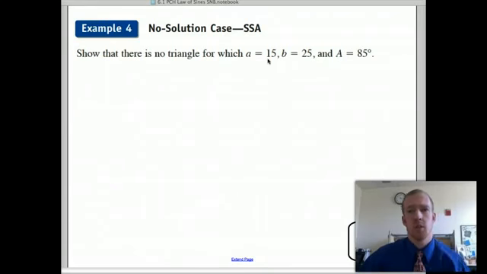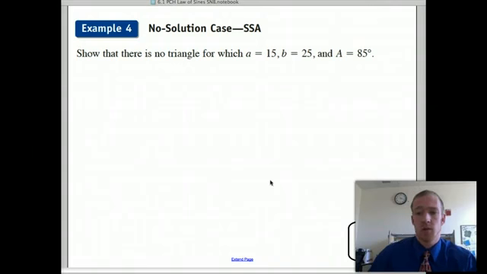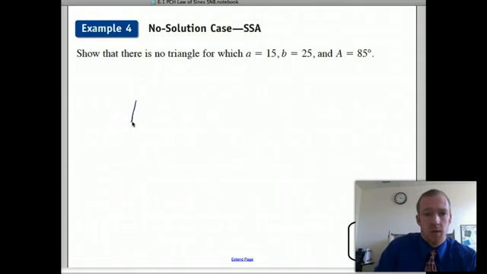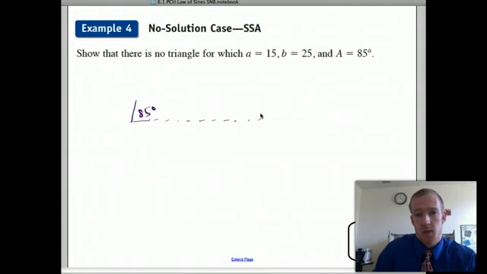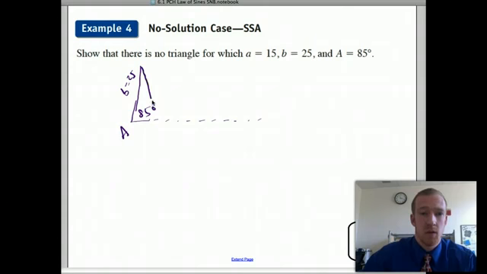Alright, so here's a case where there is no solution. First, start out by building your triangle just as we did before. Your angle, that's about an 85-degree angle. We're not sure how long this side is. And we're going to call this one, this is A, so this is side B, and this will be side A over here. Side B is 25, and side A is 15.